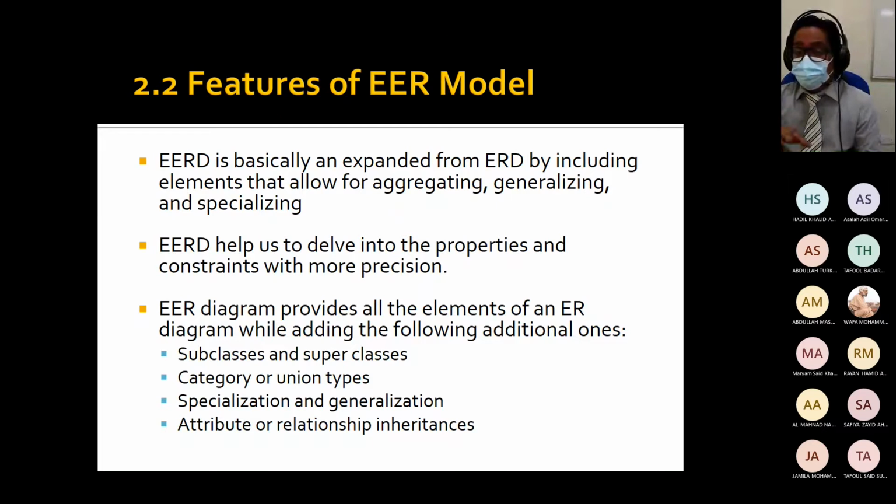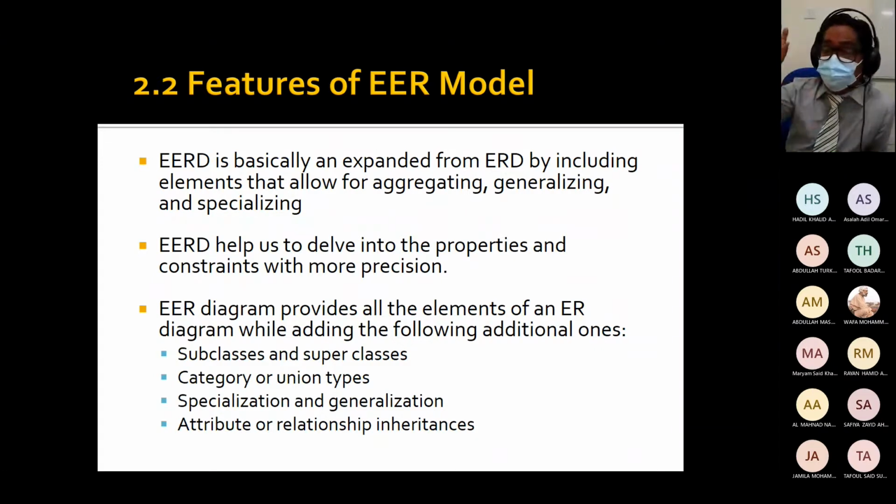This makes it easy for us to apply constraints, and it's much more precise than just showing a diagram in ERD without telling what the constraint is between these. Right? It's easy and manageable once you sit at your computer and start working on the design, which means writing the code or designing the table itself. So that is one advantage or feature of the EERD model.